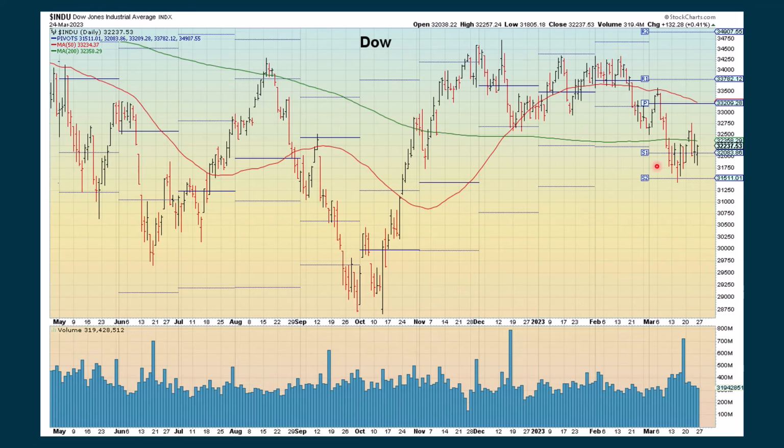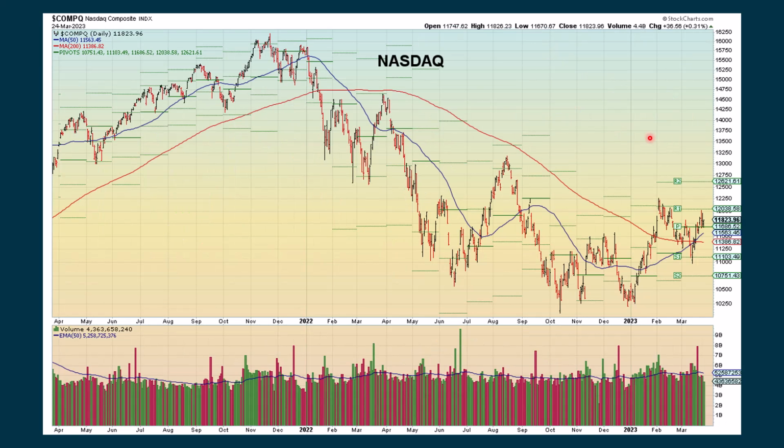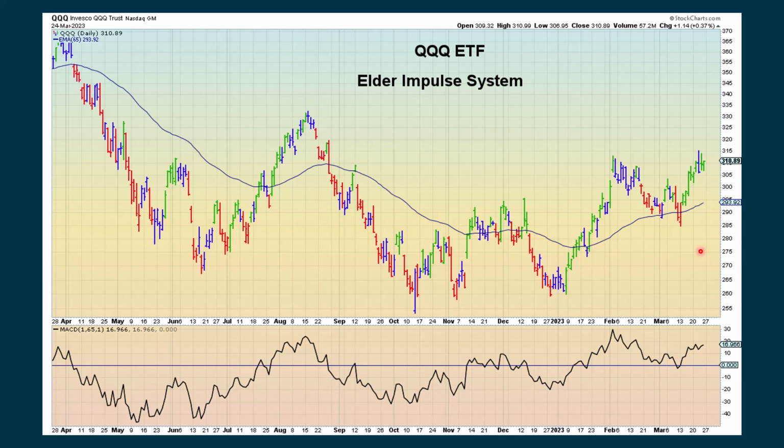The Dow also has been chopping sideways more or less below both the 50 and 200 period moving averages. And the Elder Impulse for the diamonds is neutral. The NASDAQ just gave us a recent golden cross and we're above this pivot level. That's more positive. NASDAQ 100 is also above a pivot level after giving us a recent golden cross. The Qs for the Elder Impulse system are positive.